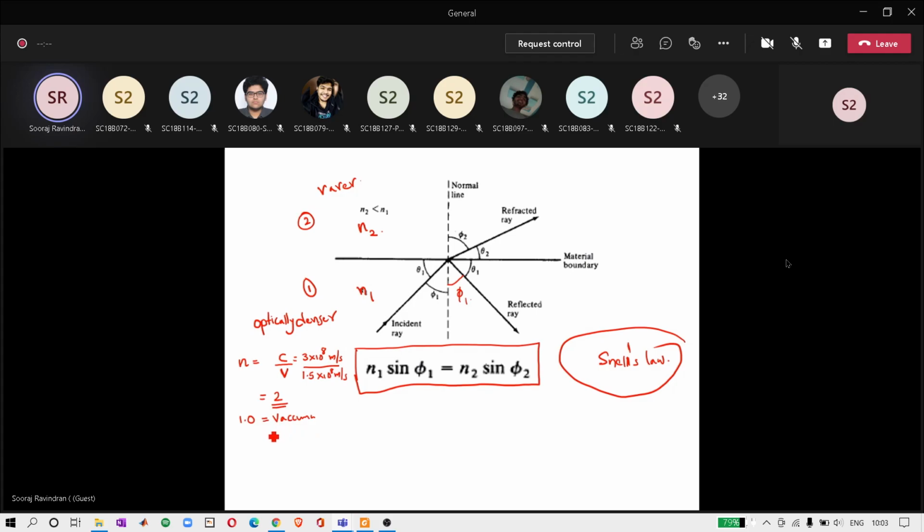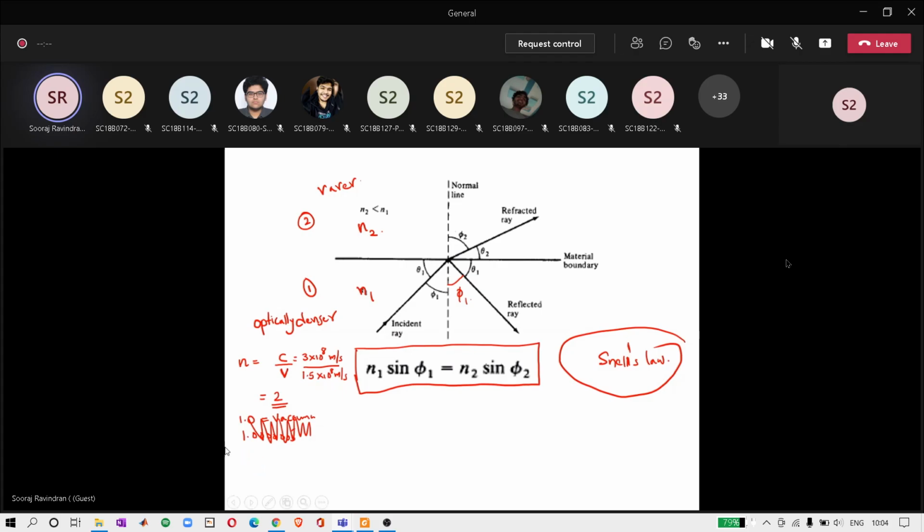Air, even though it's a slightly denser medium, has a refractive index still close to 1. It's exactly something like 1.0000005 or so. So for all practical applications, we take the refractive index of air also to be 1. The smallest value that is possible is 1. So larger the refractive index, slower will be the velocity of light, or the velocity of the electromagnetic wave in that particular medium.